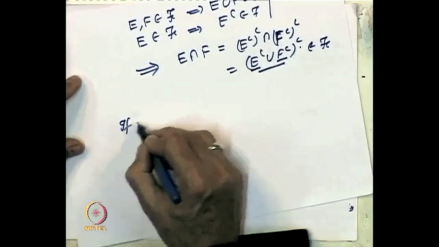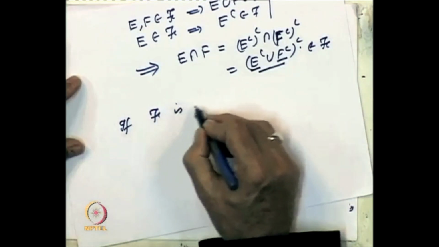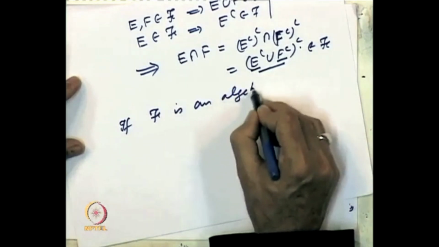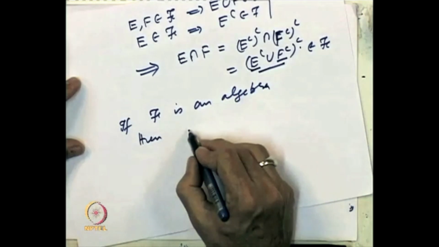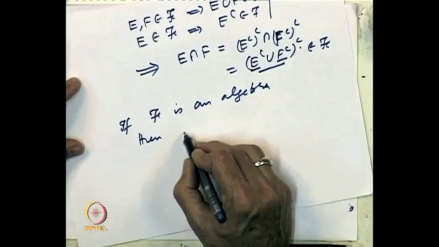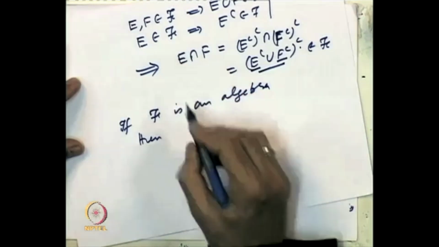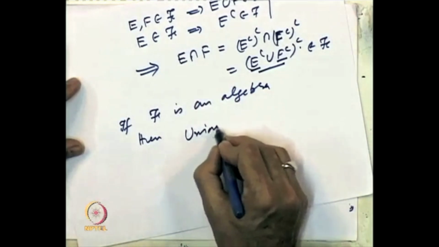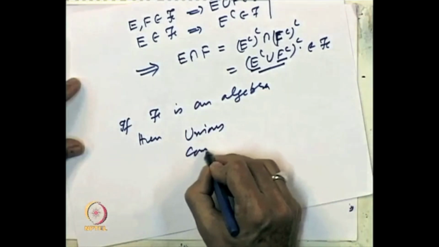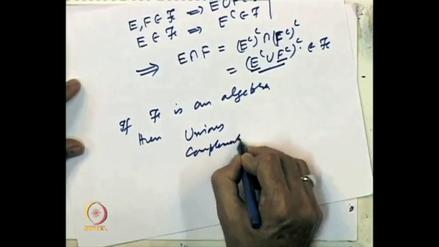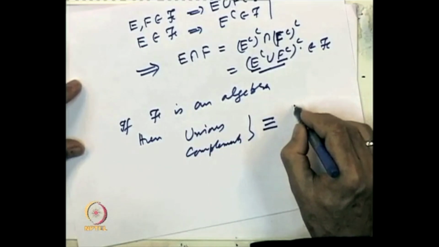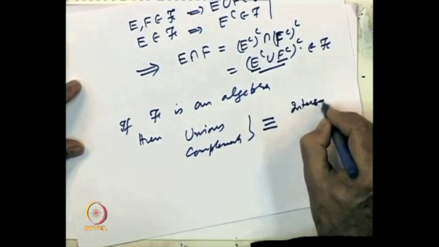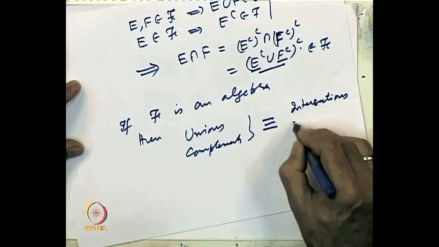So basically, if the collection is an algebra, then saying that it is closed under unions and complements is equivalent to saying it is closed under intersections and complements.